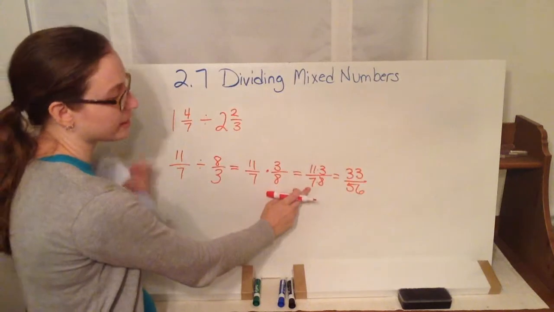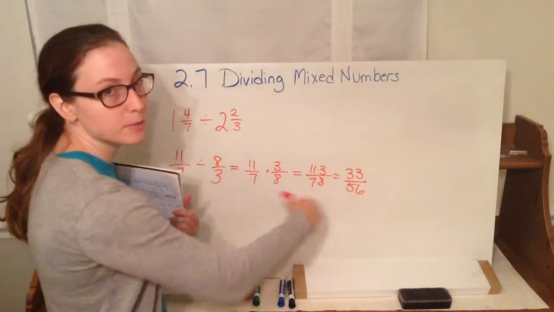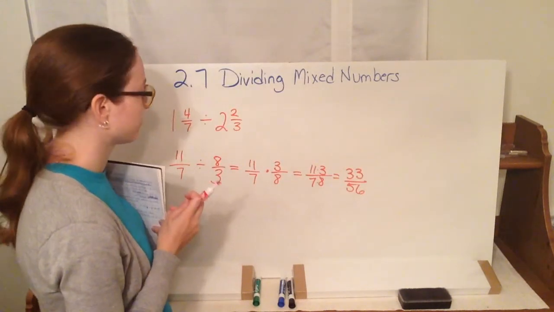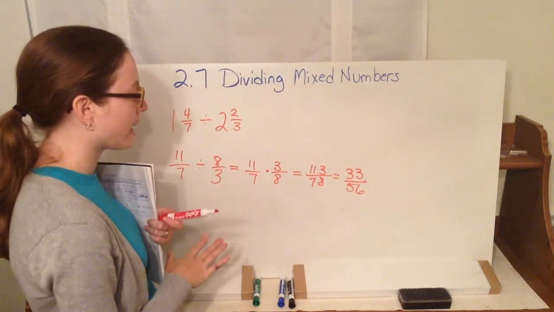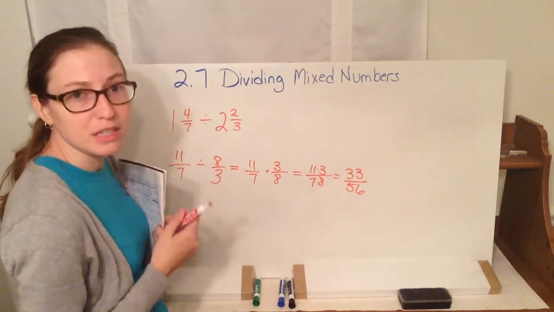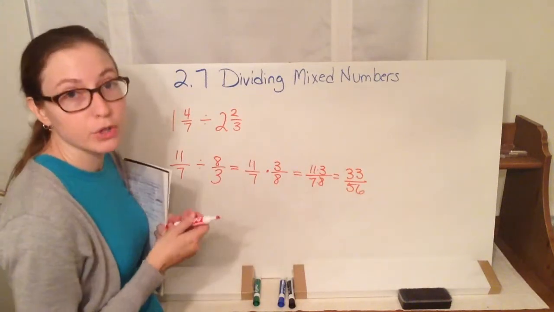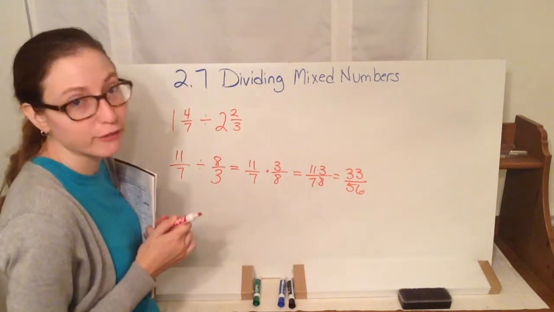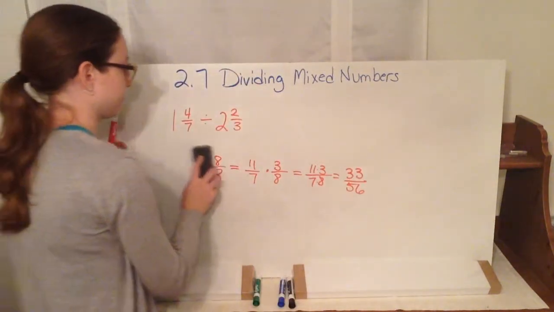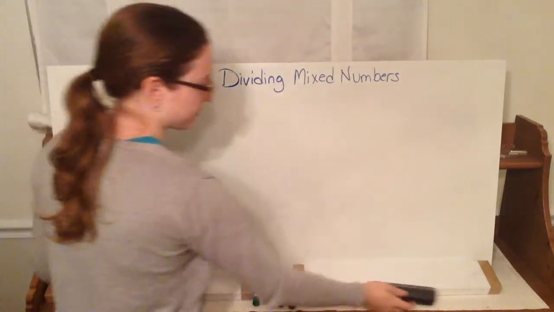Since we couldn't reduce anything here, I know I can't reduce anything here. So I don't have to be scrambling to try to figure out if there's something in common between those numbers. Okay? Not so bad. Just like for multiplying, we don't need a common denominator for dividing because truthfully all we're doing is multiplying, and we didn't need one for that either. Okay?